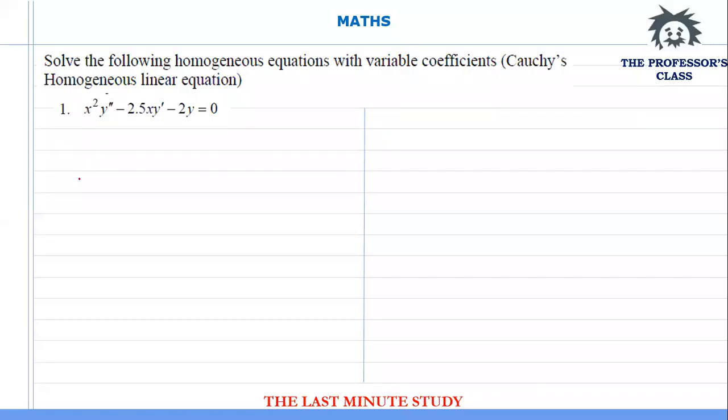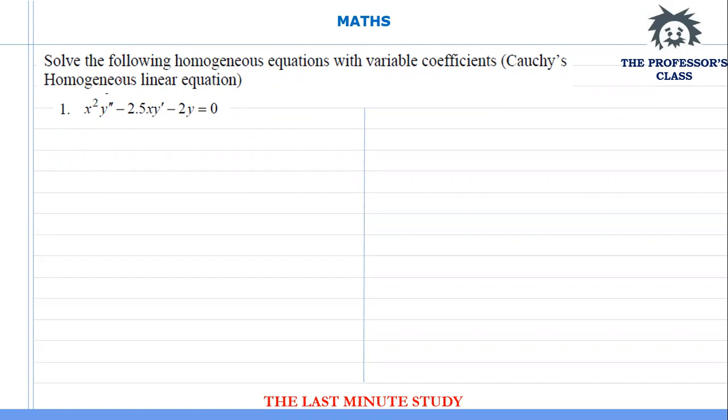Hello everyone. We are starting with tutorial 3, question number 1. In this question, we are supposed to solve the following homogeneous equations with variable coefficients. And these are a type of Cauchy's homogeneous linear equation. Now, what is Cauchy's homogeneous linear equation? Let's try to understand it first.